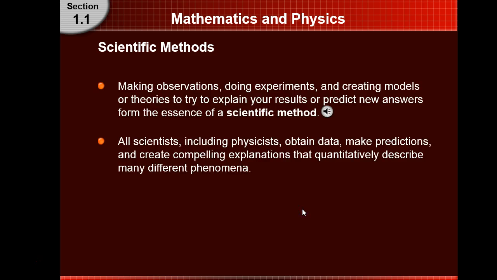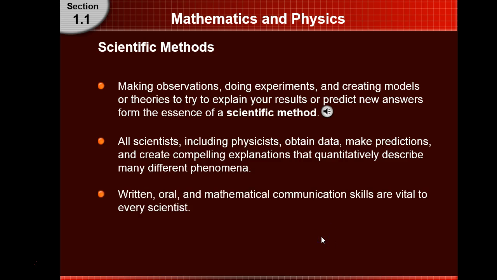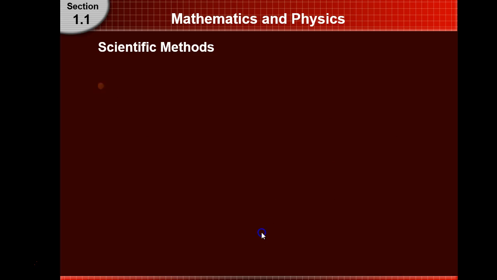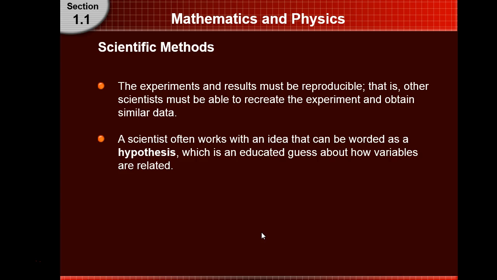Making observations, doing experiments, and creating models or theories to try to explain your results or predict new answers form the essence of the scientific method. All scientists are going to use this method. It's the way that they are able to communicate with each other as to what they have done. The experiments and results must be reproducible. Other scientists must be able to recreate the experiment and obtain similar data. If not, then the results will not be considered valid and nobody will believe them.